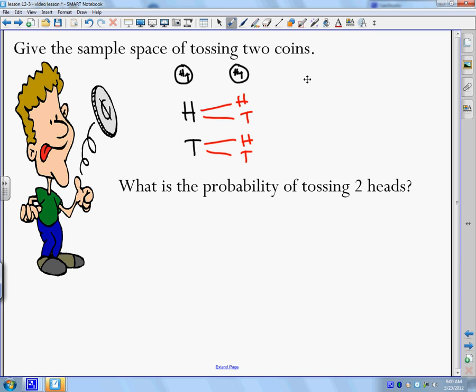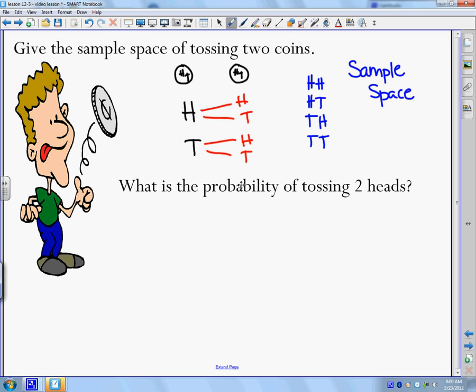If I write them out, I would write this: heads, heads; heads, tails; tails, heads; or tails, tails. This is my sample space. Those are all the possible things that could happen if I threw up 2 coins and they both landed.